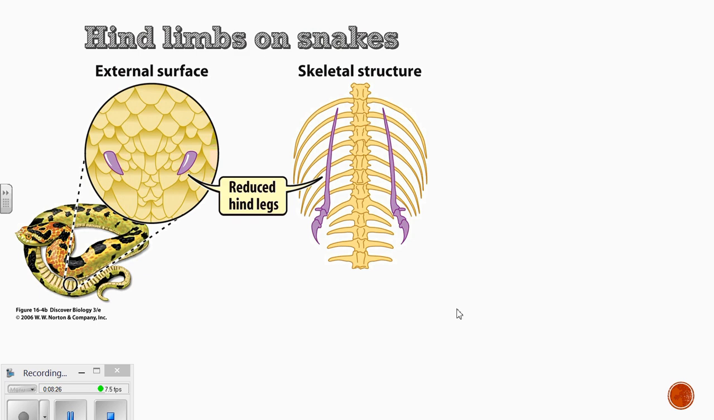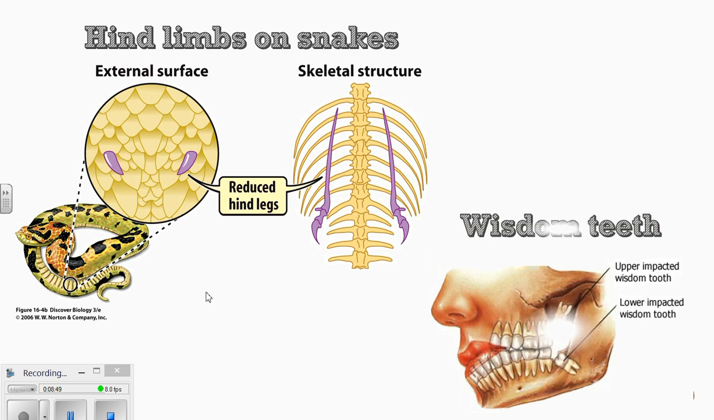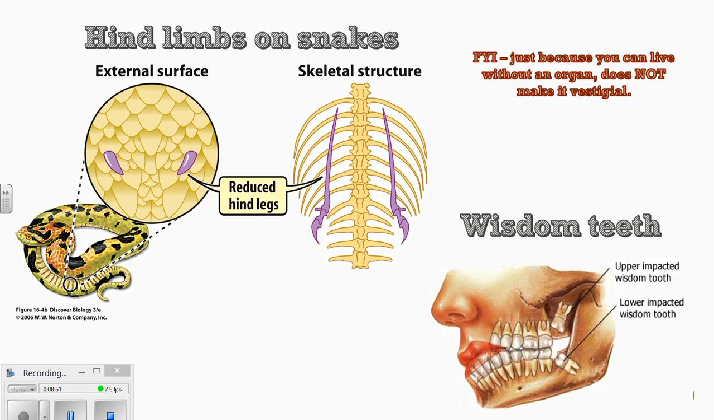If any of you have ever seen or owned a snake, you can investigate and see if the snake has limb buds, because snakes do on their belly have little hind limb buds that you can find, especially I think pythons have that, indicating that at one time snakes possibly had legs as well, a snake ancestor. There are the wisdom teeth in humans, another vestigial structure. And FYI, just because you can live without an organ does not make it vestigial.